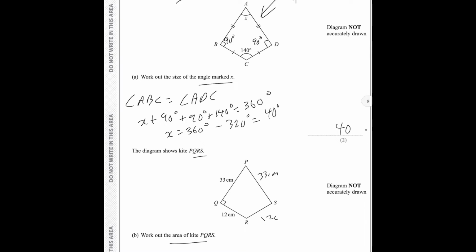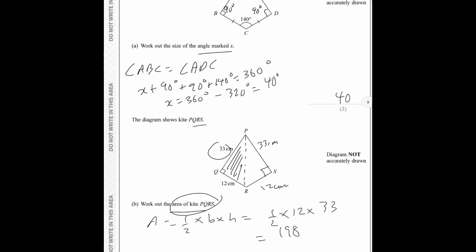Now since we know the opposite sides are equal as well, what you can do is split this kite into 2 opposite triangles, since they're right angle triangles. You write the area of the triangle is half times base times height, which is half times 12 times the height, which is 33. Put that in your calculator: half times 12 times 33. That should give you about 198.